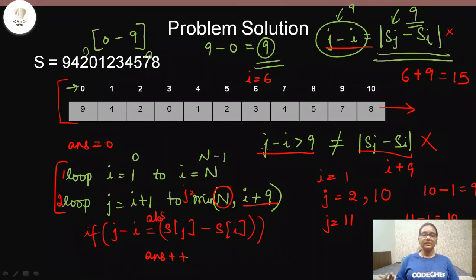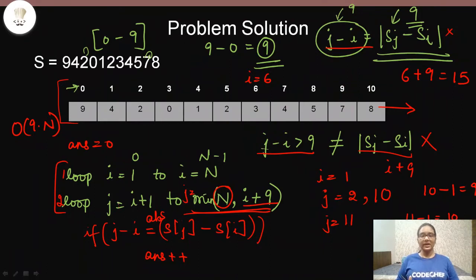You can do a dry run for a simple problem and see for yourself if it is working or not. I hope you have understood the solution and why we are using this expression. I'm sure some people will think of a very complex solution for this problem, but no, you can just directly use two loops here and solve it, and it will give you a time complexity of order of 9 into n. So this will be a linear time complexity. It will not be n square here.